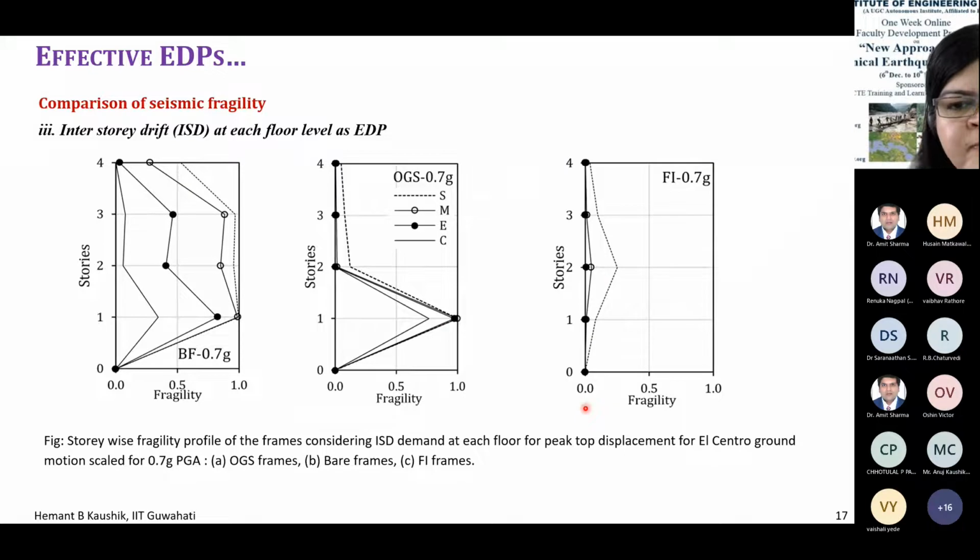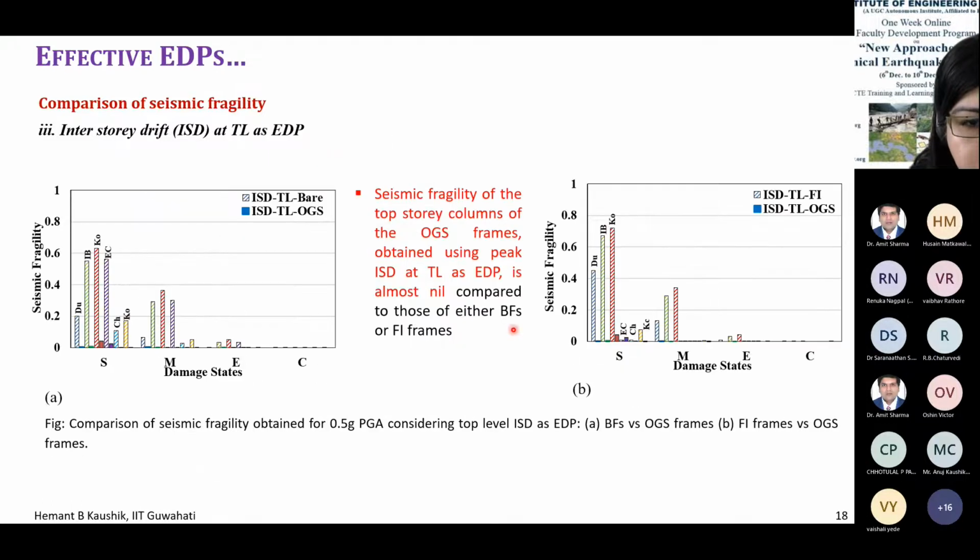So for the third EDP, if we use the interstory drift at each floor level as EDP, then we get this kind of behavior. This is the story-wise distribution of the fragility for the bare frame, for one peak ground acceleration, this for OGS, and this for fully infilled. So again, same story, right? For each floor level, if you use it, then it is not of much use actually, because the behavior is more or less similar in all three cases. And here also you will find the fragilities for the interstory drift at top level as EDP.